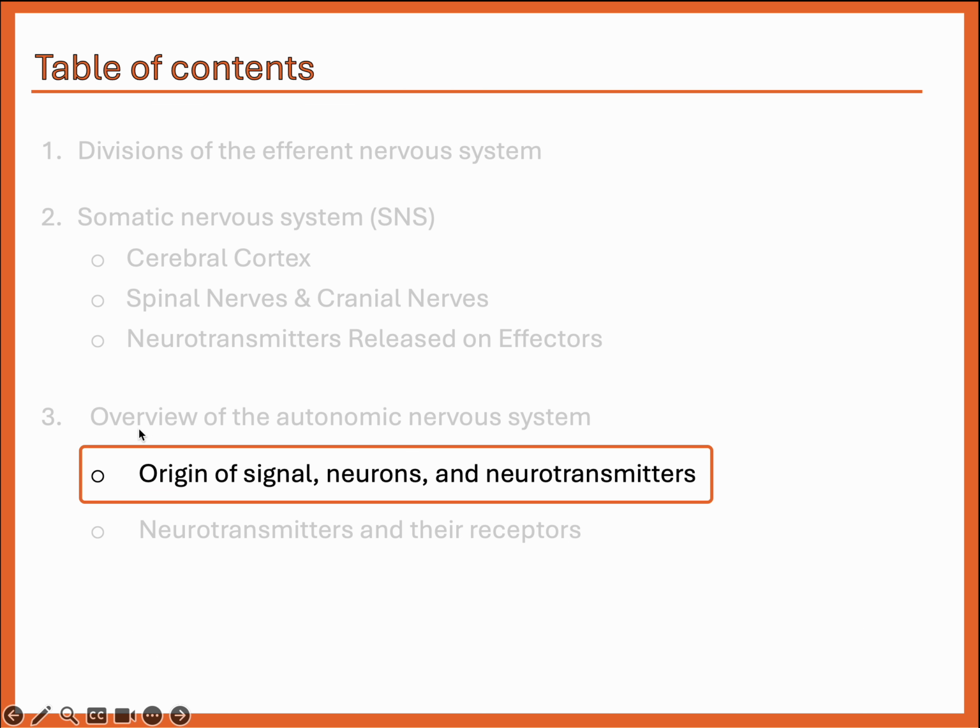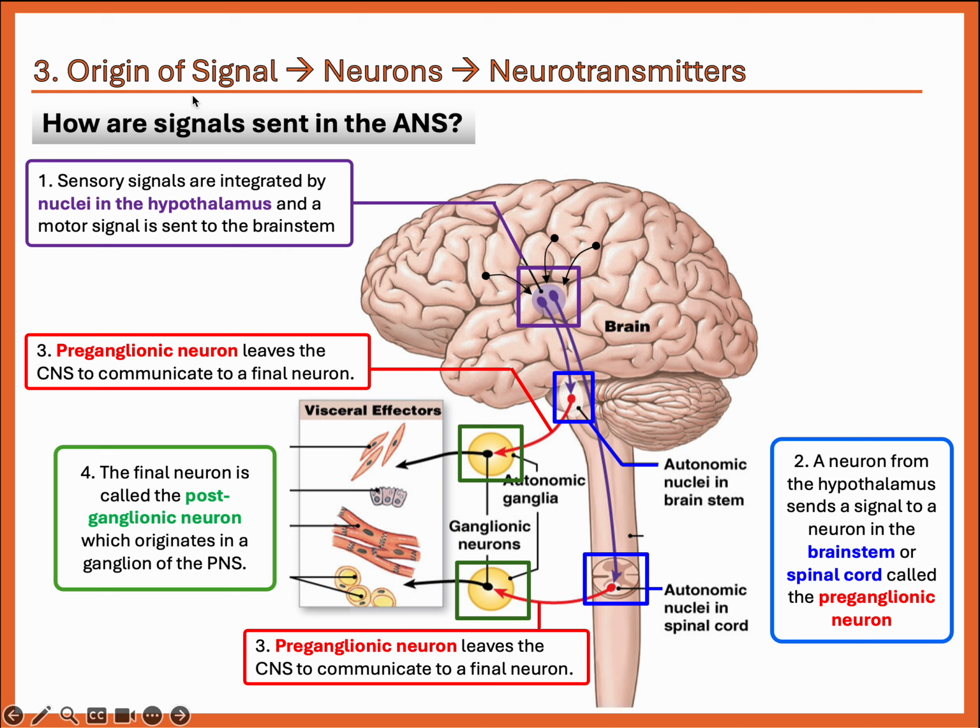So that was an overview of the autonomic nervous system. Now we need to look at where it starts and where it ends, kind of like the SNS. So we're going to look at the origin of the signal, the neurons, and then the neurotransmitters. How are signals sent in the ANS? The neurons in the ANS, they don't start in the cerebral cortex because voluntary commands would start in the cortex. That would be somatic nervous system that would start in the cerebral cortex.